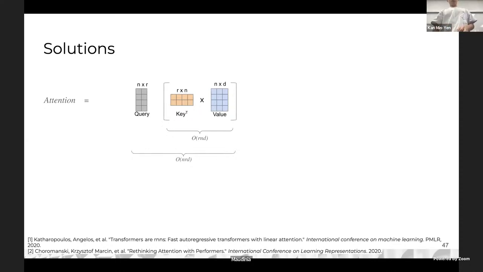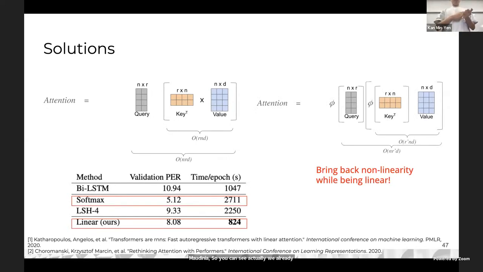From the results, we can see that the operation is much faster now, but the perplexity, the performance, actually becomes worse. Can we bring back the nonlinearity while staying linear? Yes, we can do this. Google, in the same year, introduced additional functions. They call this random feature map, and named it kernelizable softmax. After we have these functions, we bring back the nonlinearity while being linear.